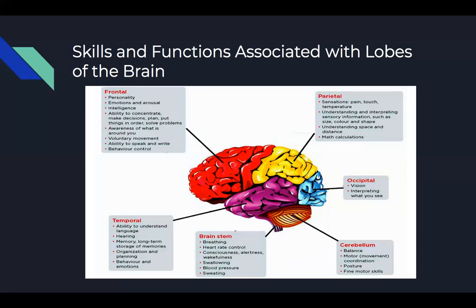This is just like an overview of all the skills and functions within the lobes of the brain. So if you, for example, were to have a stroke affecting the frontal or parietal regions, these would be some of the skills and functions that may be affected.